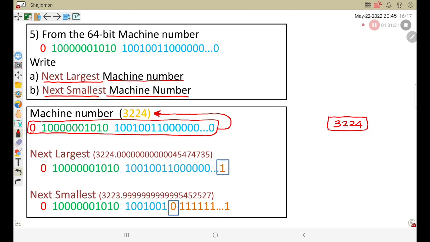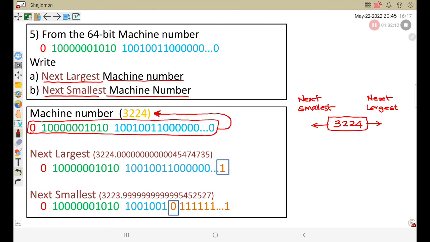Now what is our question actually? What will be the next largest machine number, and what will be the next smallest machine number? What it means is, what number will the computer take as the next number after 3224 in a 64-bit computer? That is the meaning of next largest machine number. And next smallest means the number just before it.